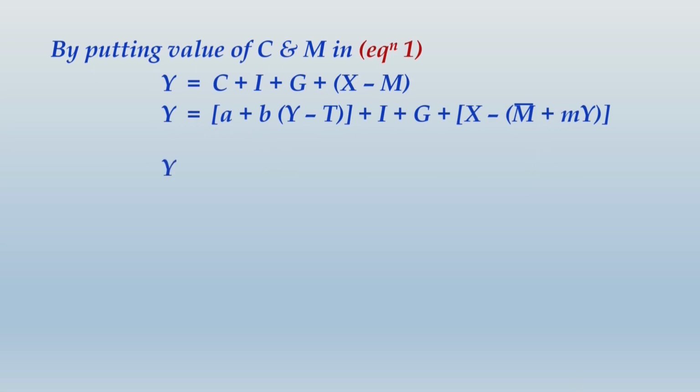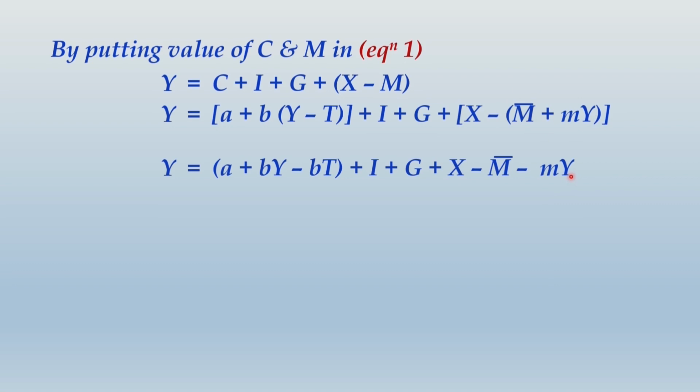So we write Y equals, look at this, A as it is. Now B got multiplied to (Y minus T), so B into Y is BY, B into minus T is minus BT, plus I plus G remaining as it is, plus X remaining as it is. This minus sign getting multiplied to M bar becomes minus M bar. This minus sign getting multiplied to plus MY becomes minus MY.